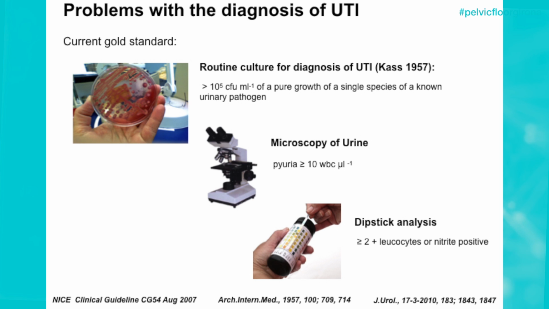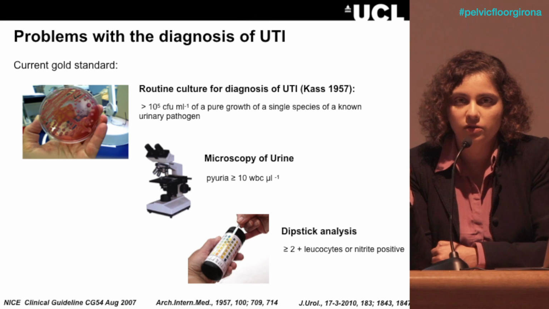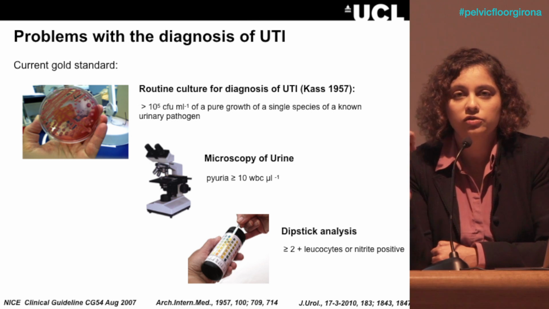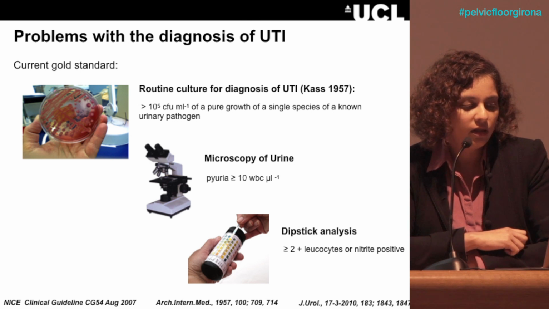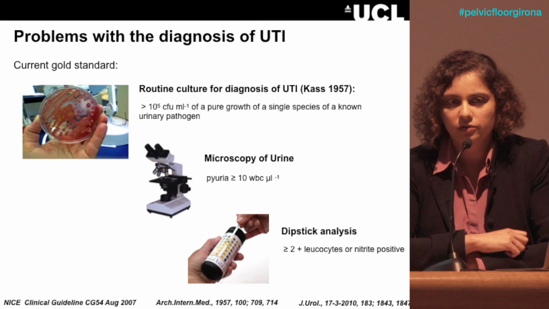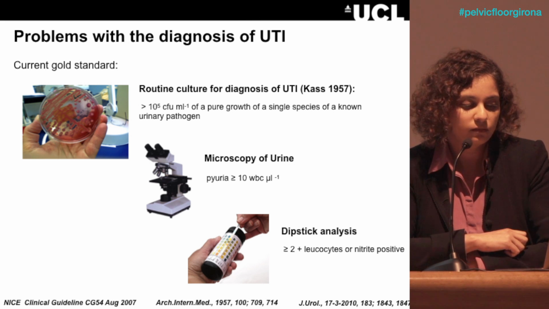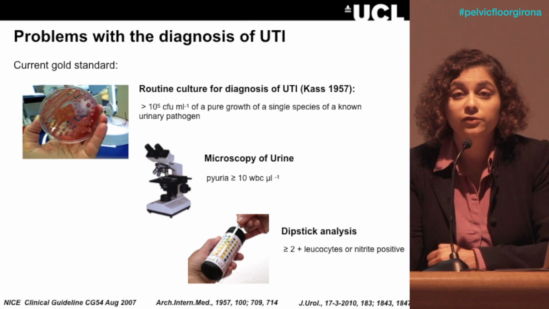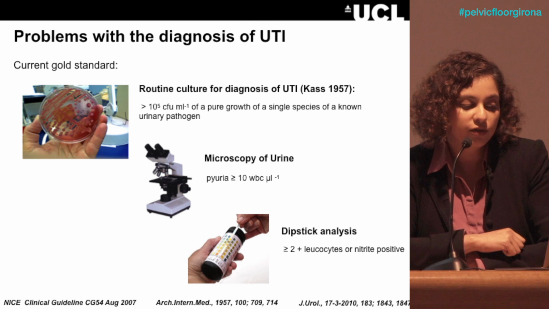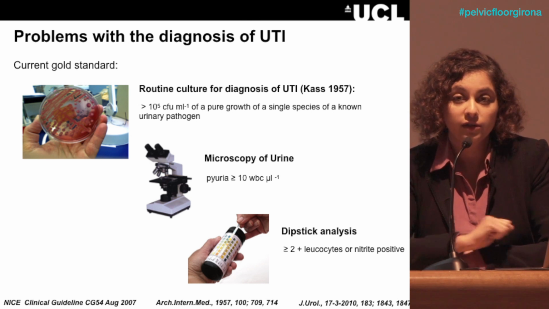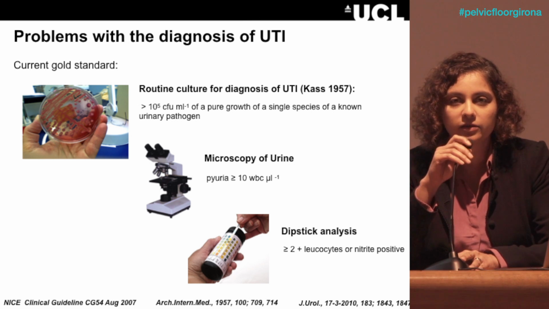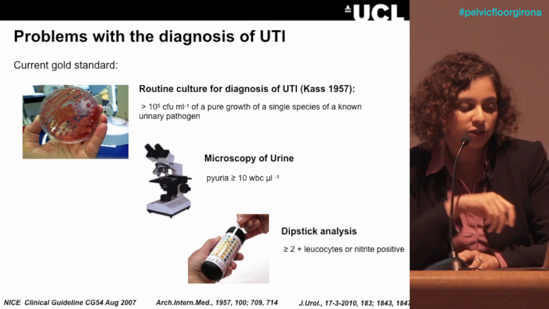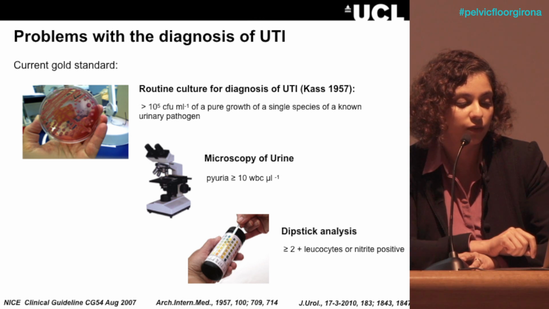The GP may then send your urine off to a laboratory, and the laboratory usually will screen the urine. So they'll stick it under a microscope and they'll have a look for white cells or pyuria. And we use a threshold of about 10 white cells per microliter to say this specimen is screen positive and we should try and submit it for a urine culture. The criteria we use in the UK for positive urine culture was described by Cass in 1957. And he actually studied women with pyelonephritis and normal controls. And he concluded that more than 10 to the power of 5 colony-forming units per mil of a known urinary pathogen means that you have an infection in that group of patients. So these are the sort of current criteria that we are using.